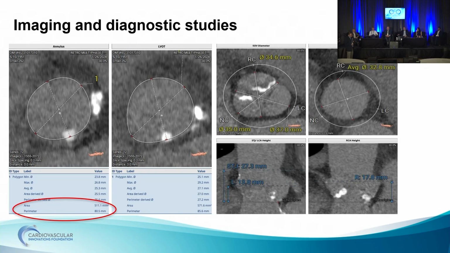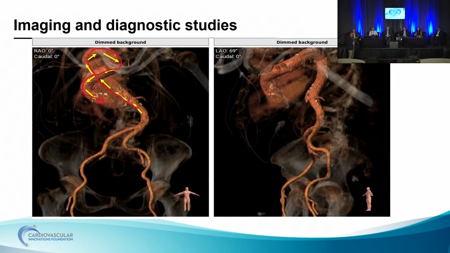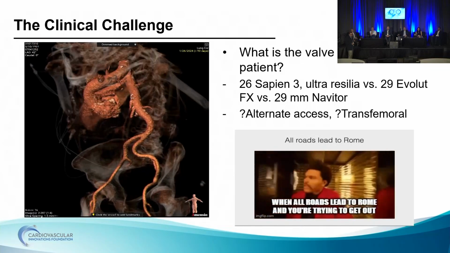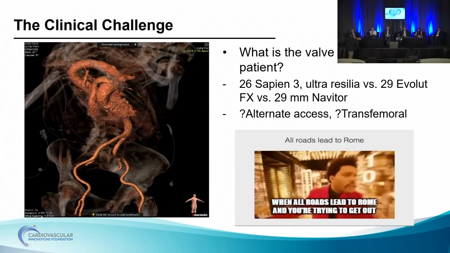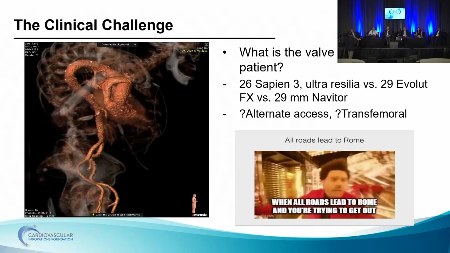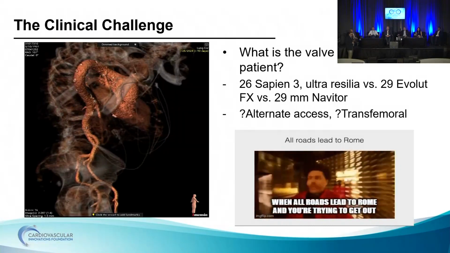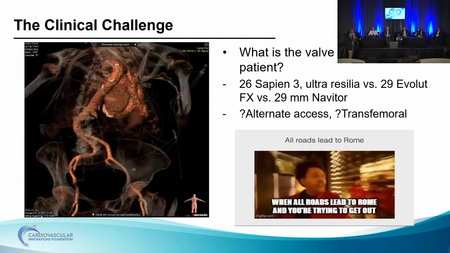This is her anatomy, pretty straightforward anatomy for a 26 CoreValve or a 29 Evolut, trileaflet valve, big sinuses, and decent coronary heights. This is essentially her aorta. It makes a reverse 8 and comes all the way. And this is the 3D of her aorta. Remember, this is in the background of her sitting up 30 degrees all the time, so she cannot lay flat on the table. So what is the valve choice in this patient? 26 Sapien, 29 Evolut, Navitor, alternate access.